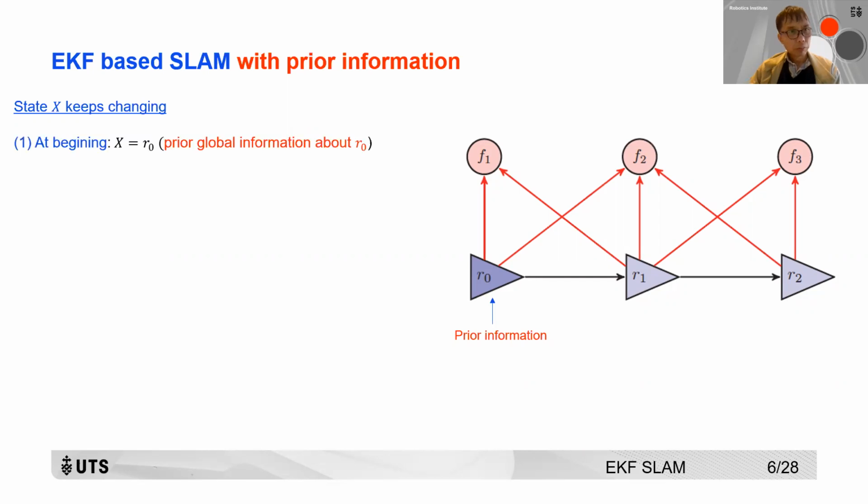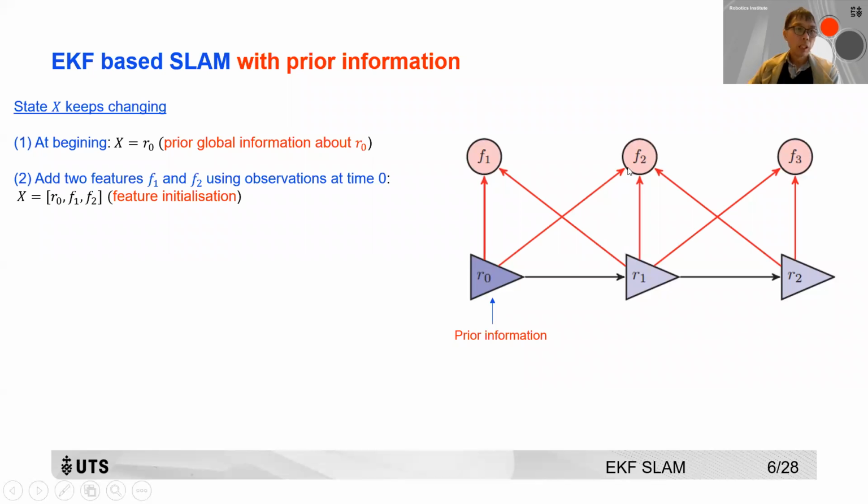At the very beginning, this state is just R0, the robot pose R0. And we have the prior global information. So we have an estimate, we have a covariance matrix as well. So that's at the very beginning. And then in this case, robot at time 0 sees feature 1 and feature 2.